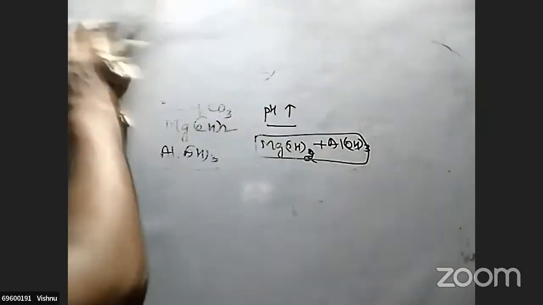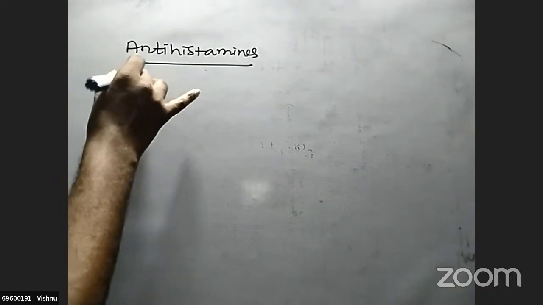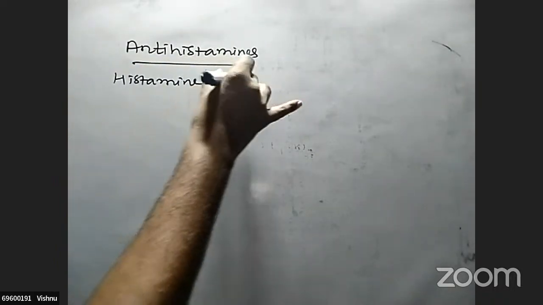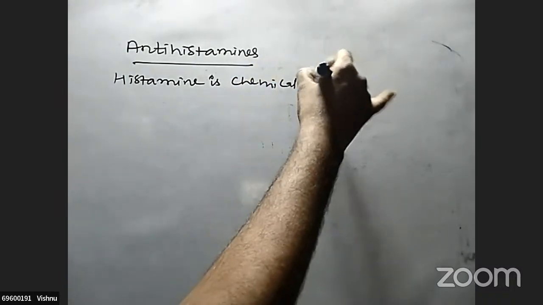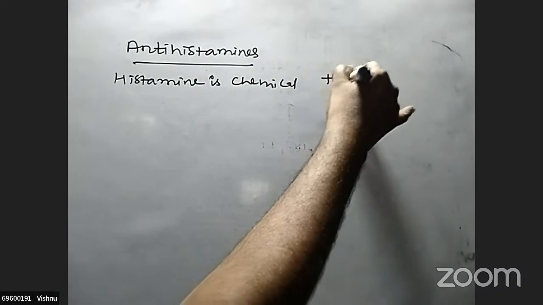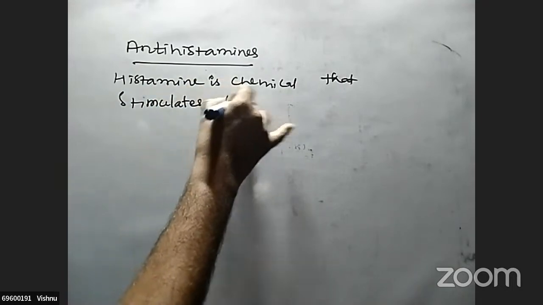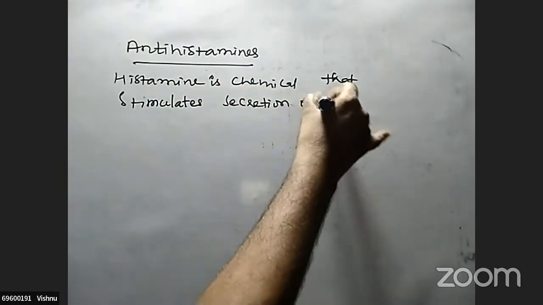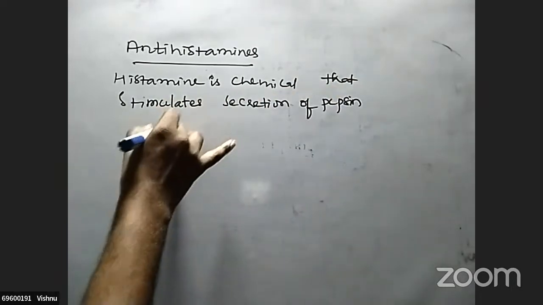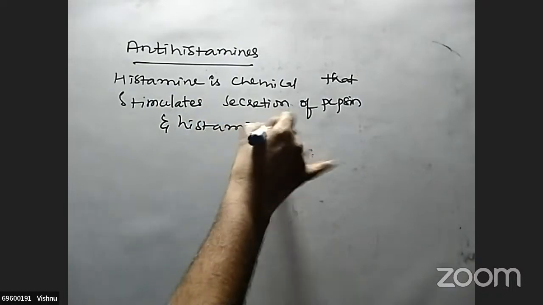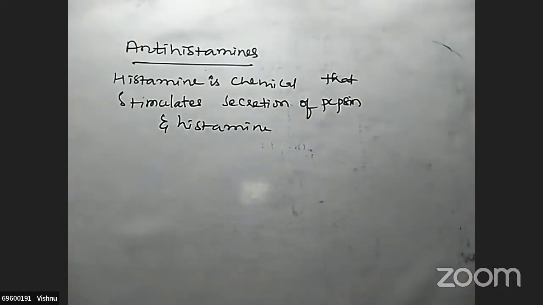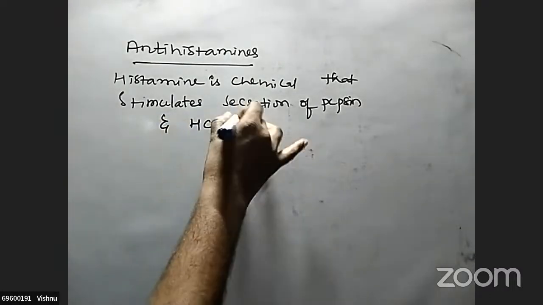The next drug is called an antihistamine. So what are antihistamines? Histamine is a chemical substance that stimulates the secretion of pepsin and also hydrochloric acid, HCl, in the stomach.